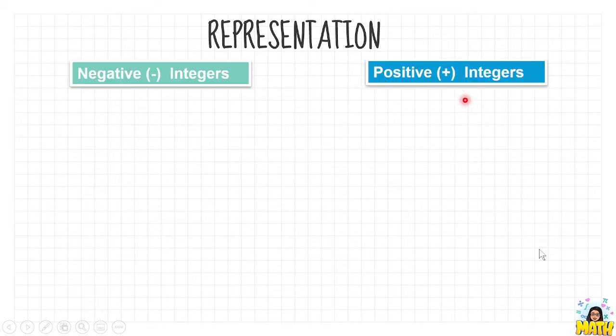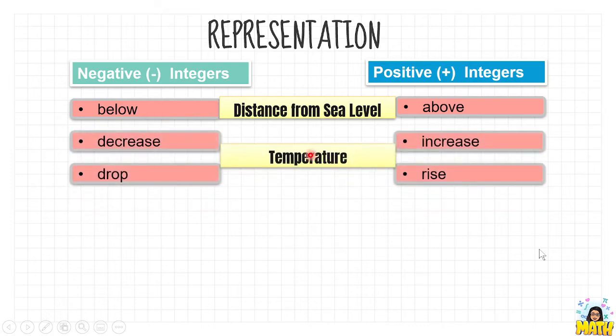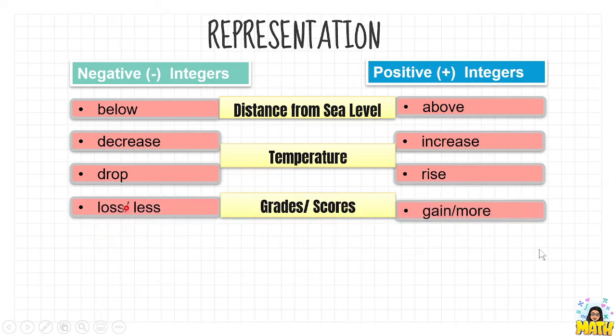So to summarize our representation, we can represent using positive or negative integers. If we have the situation about distance from sea level, we can use above for positive integers while below for negative integers. For temperature, the words decrease and drop means negative integers, while its opposite, increase or rise, means positive integers. For the grades or scores, loss or less means negative, while gain or more means positive.